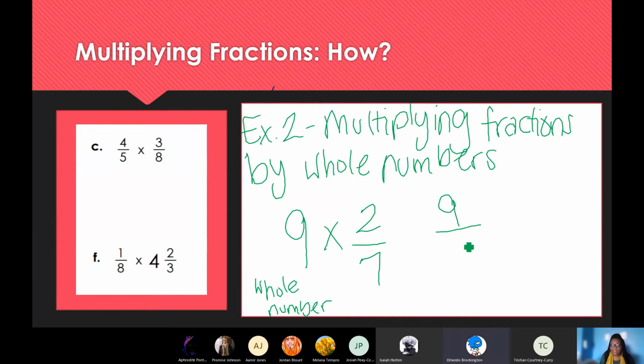Yes, 9/1. I make 1 my denominator, and I make 9 my numerator. This just means there's 9 whole parts. So now it's easy for me to multiply across. My first step here would be to set my whole number as a fraction and then multiply straight across.